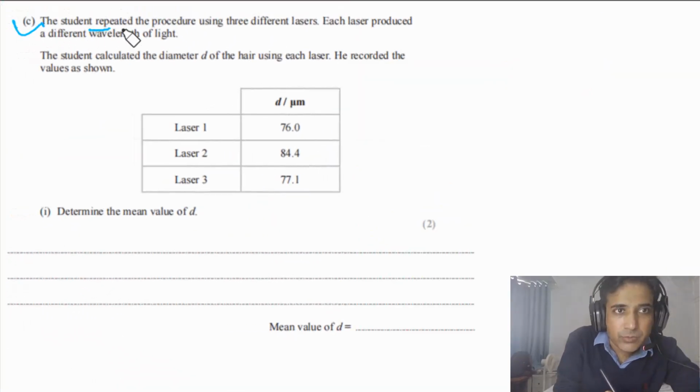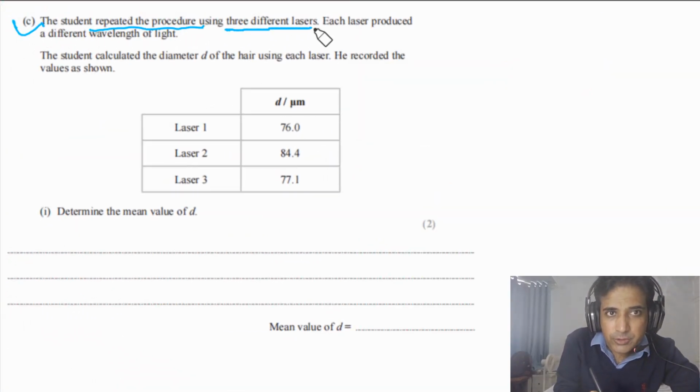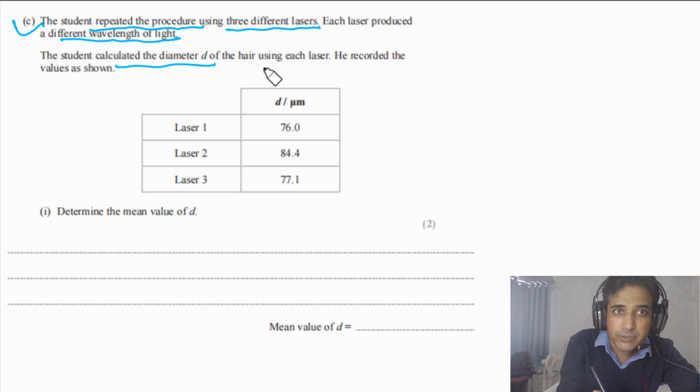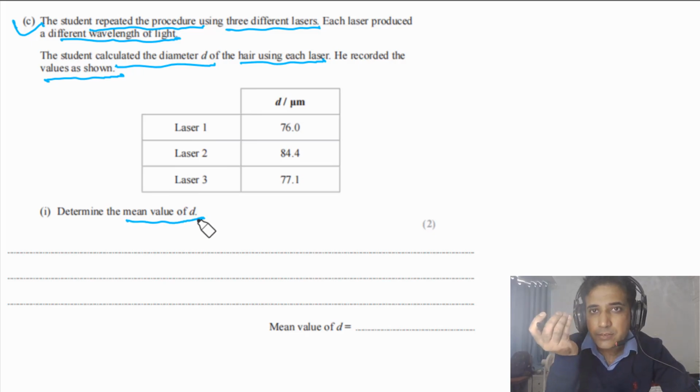Part C says the student repeated the procedure using 3 different lasers. Each laser produced a different wavelength of light. The student calculated the diameter d of the hair using each laser. He recorded the values as shown in this table. Determine the mean value of d. Very straightforward question, very easy question.